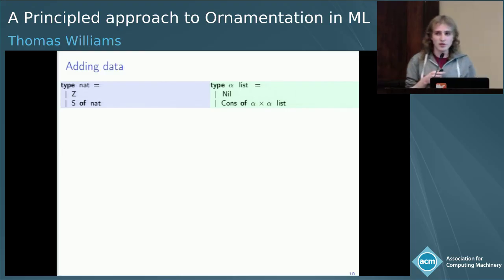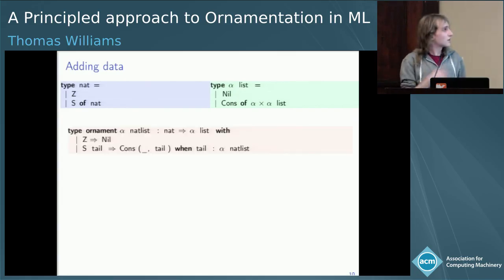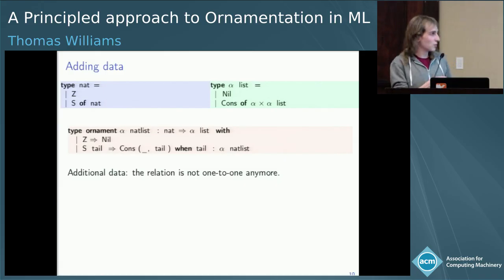Another class of example with ornaments, which is actually an important thing that I haven't introduced before in the presentation, is that we can add data. For example, if we start with the type of natural numbers, it looks quite close to the type of lists. The only difference is that we have renamed the fields and we have some new data there. And we can write an ornament that relates natural numbers to lists. So 0 is nil, and the successor of a tail is cons of something in the tail, where the tail has been transformed using the ornament. There's nothing surprising about this. What's different is that the relation is not one-to-one anymore, so this pattern matches a lot of things.